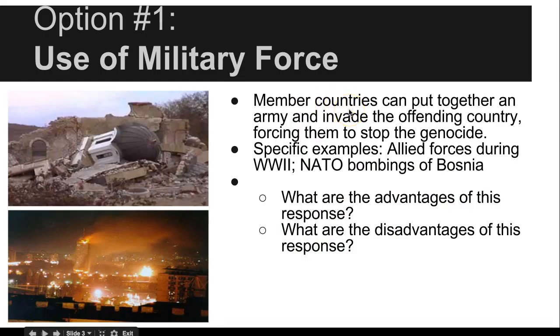This is when member countries put together an army and invade, forcing them to stop this genocide. So Allied forces, US, Britain, etc. during World War II, the NATO bombings of Bosnia during the Bosnian genocide, these are actions that were taken using military force to stop a genocide. Now, remember, the international community on its own, like the UN, do they have a military? That's right, they do not. They use the member countries' militaries in order for this to occur.